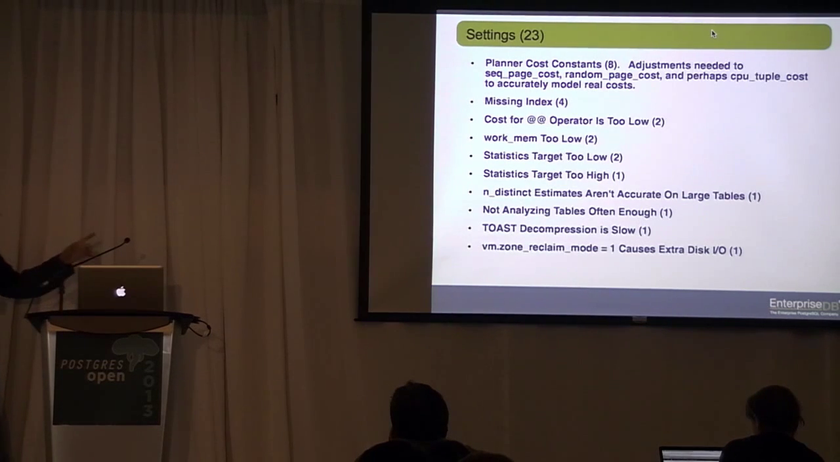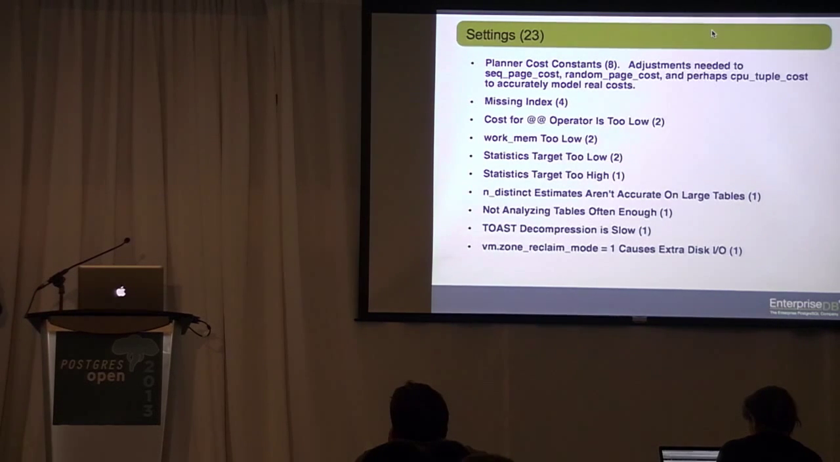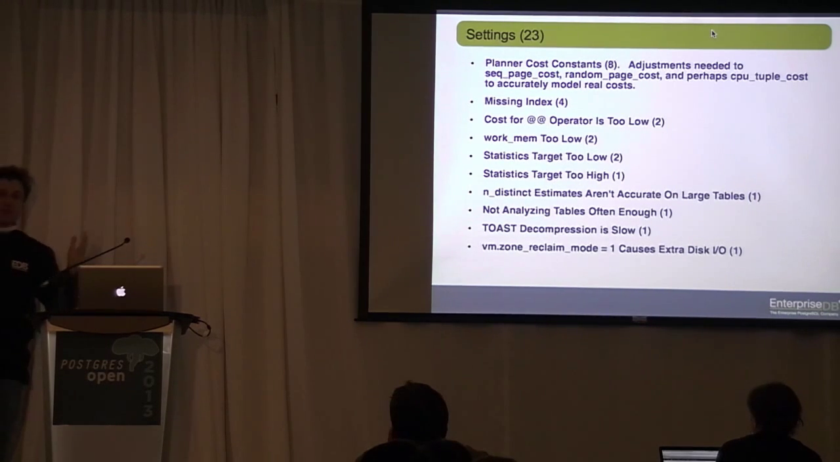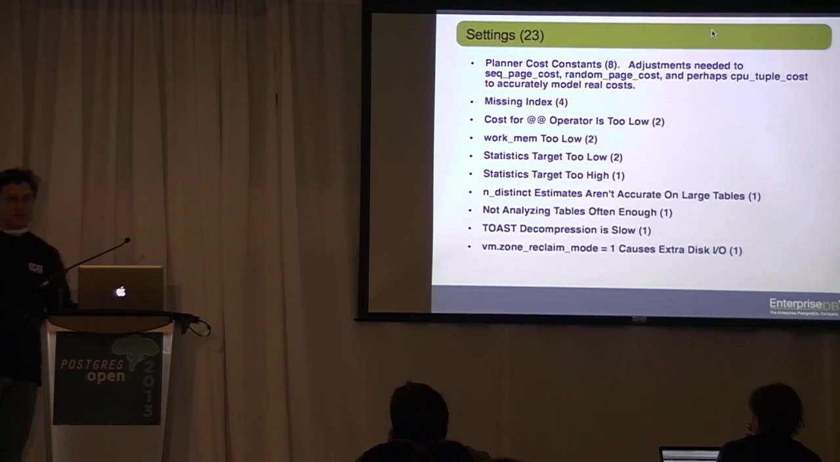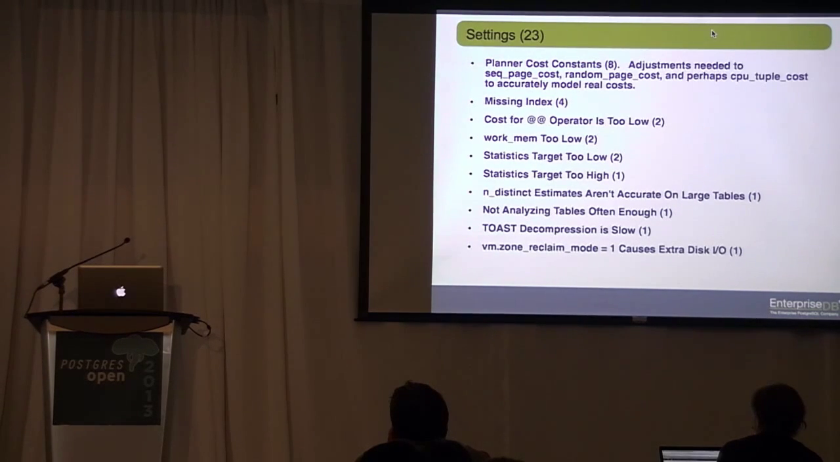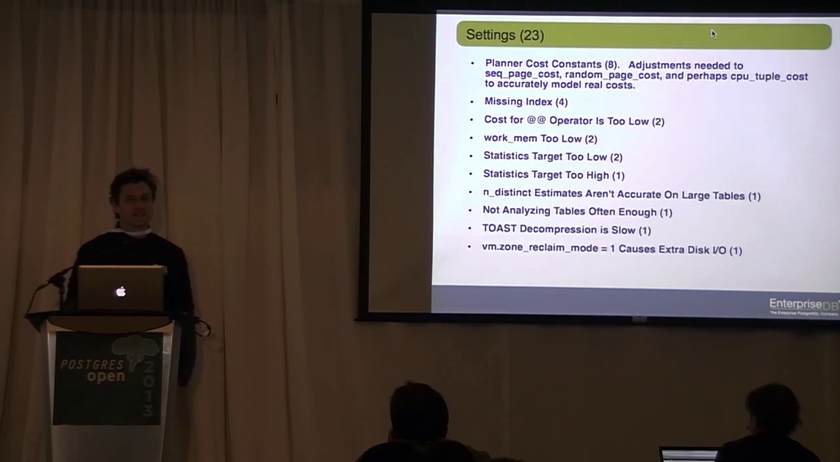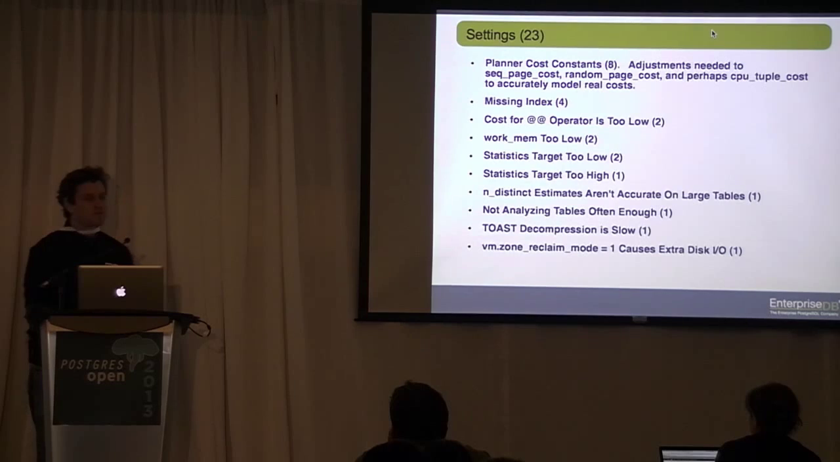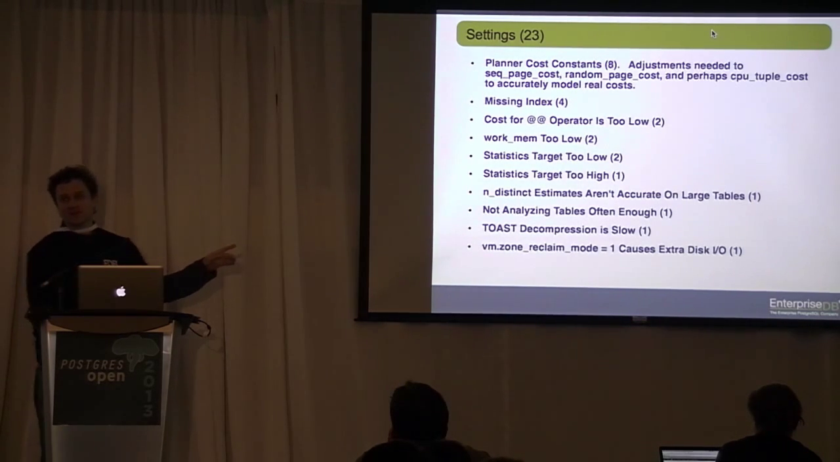There was one report where we had the opposite problem. The statistics target was too high. And as a result, the planning time was very long. So the user said, my query is slow. Why is your query slow? Because we're taking forever to plan it with this huge amount of statistics that you've asked us to gather. Yeah, I think it was set to 10,000. That might be too high. The planning time actually goes as n squared, and the default is 100.